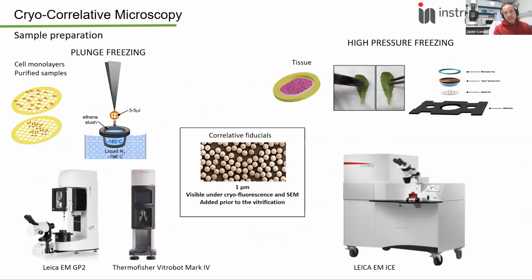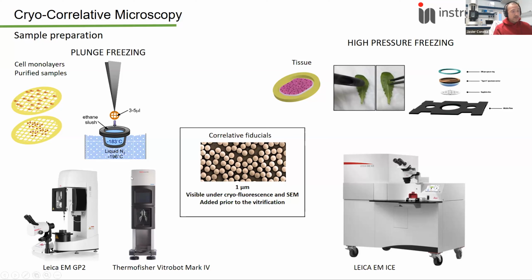Regarding the sample preparation, we have implemented two protocols, and we are using one or the other depending on the thickness of the sample. When we are talking about a thickness no larger than 10 microns, we are using plunge freezing, and that includes cell monolayers grown on top of the grids or attached to them, or purified samples. For that, we are doing plunge freezing in liquid ethane cooled down by liquid nitrogen. And for that, we are using these two equipments.